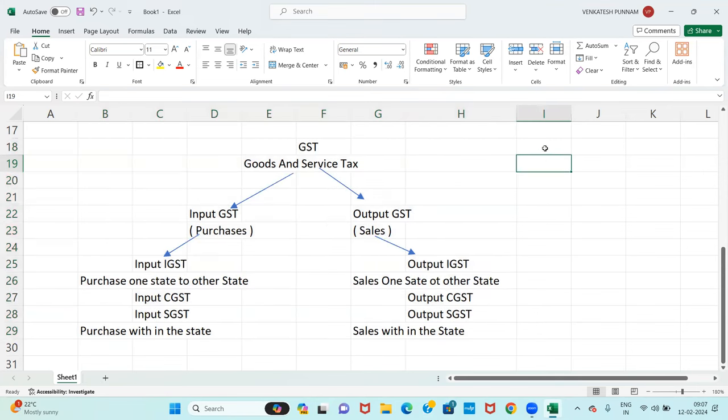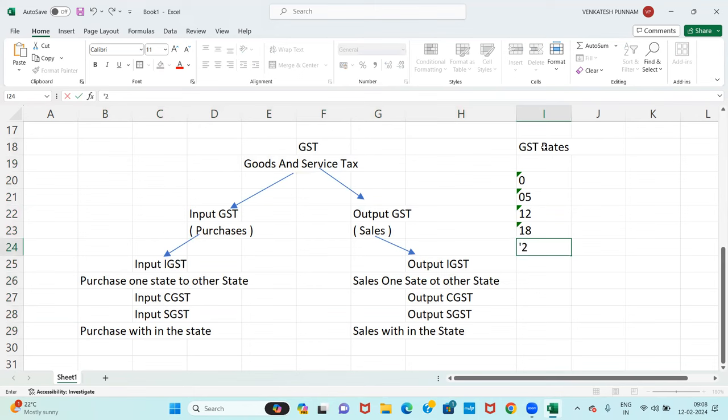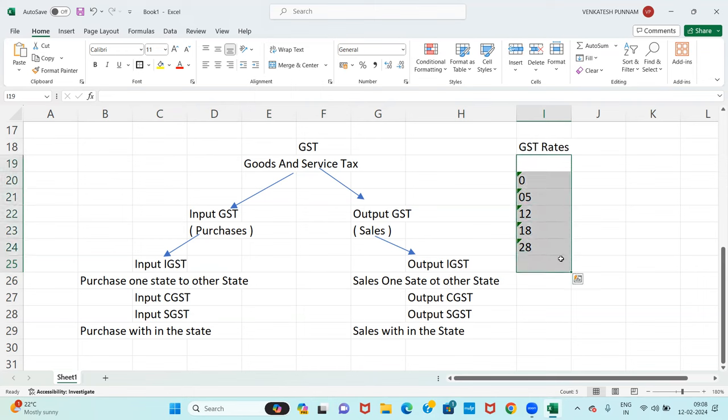For example, let us see what the GST rates are. Anyone tell me the GST rates? One is 0, 5%. 9% is also there, sir. 9%, yes. Just 9 and 9, total 18%. Even 12, 18, and one more is called 28. Yes, sir, 28. These are the GST rates, everyone: 0, 5, 12, 18, and 28. So the GST rate depends upon the product.